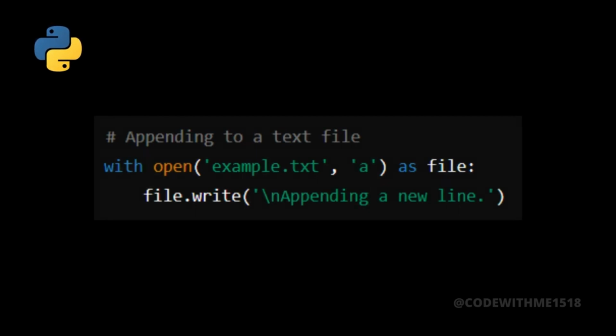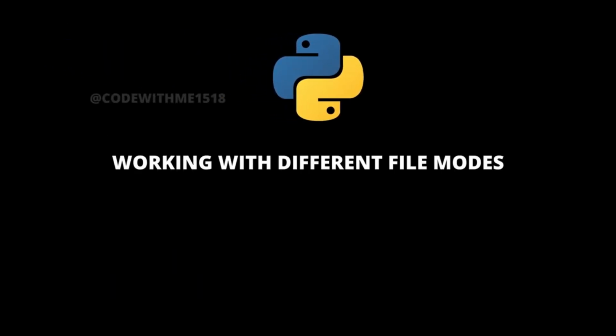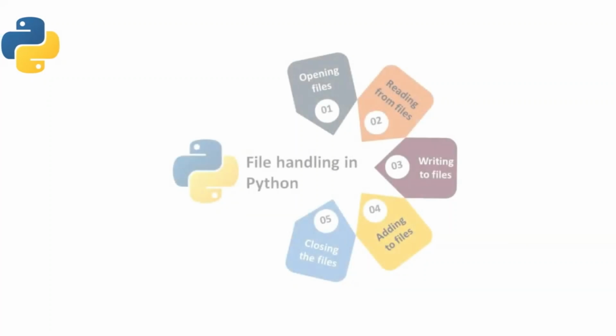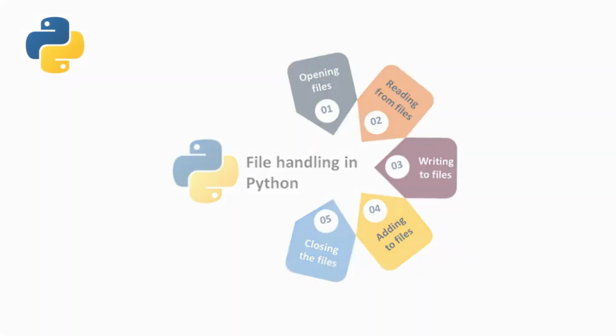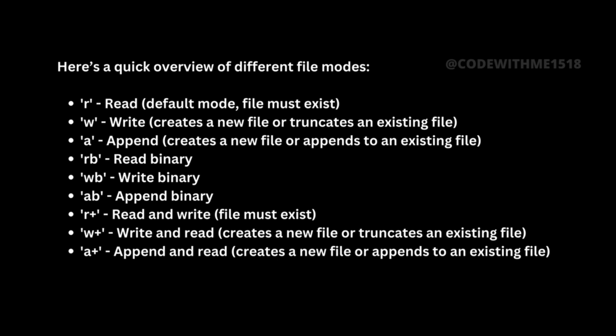Using append mode, you can add new content to the end of the file without erasing the existing data. Next, let's explore different file modes. Besides reading (r), writing (w), and appending (a), there are modes for working with binary files and more. Here's a quick overview of different file modes.